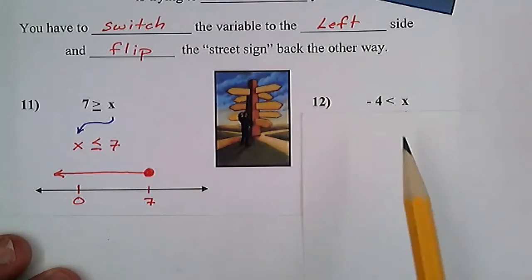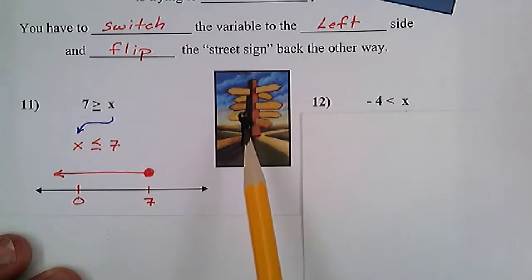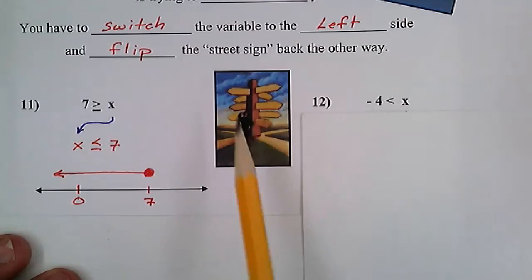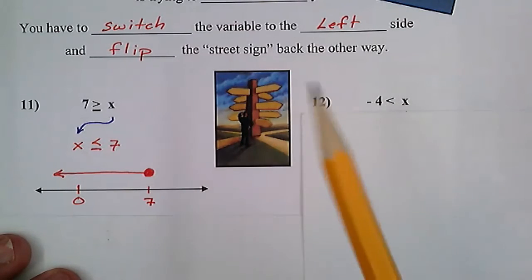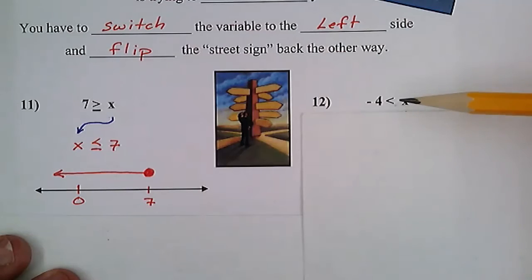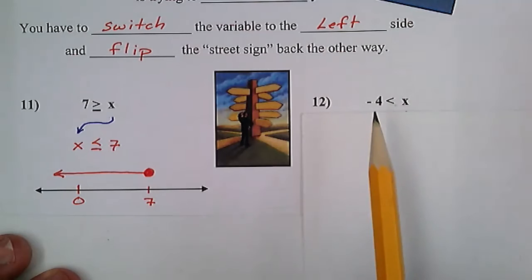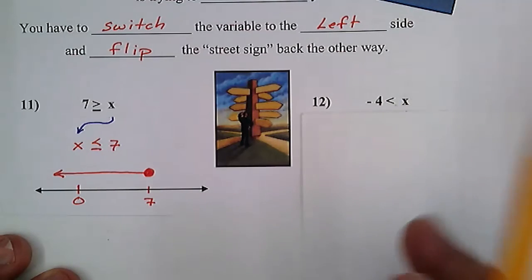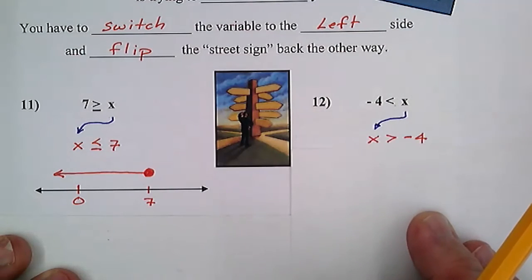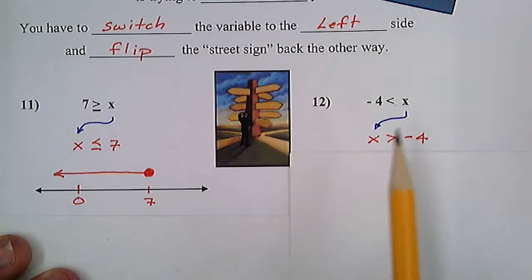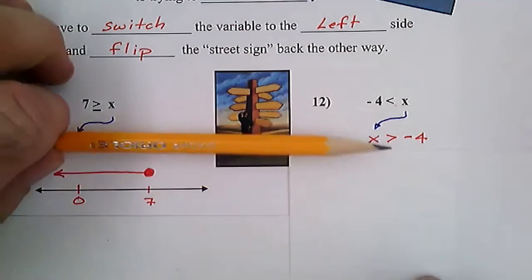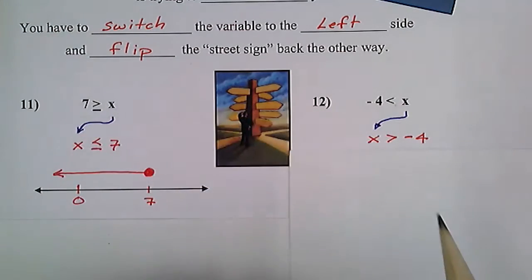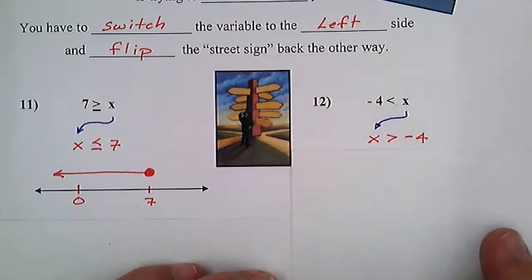So on number 12, once again, it's like coming up and we have to think, okay, well, which way am I supposed to go? Well, right now, the street sign is telling you go that way. But if you go that way, you're going to be tricked and you're going to fall off the cliff. So we need to move that. I'm going to move it over to this side. I'm going to reverse my street sign. So now the street sign is telling me go to the right. And I'm going to start at -4.